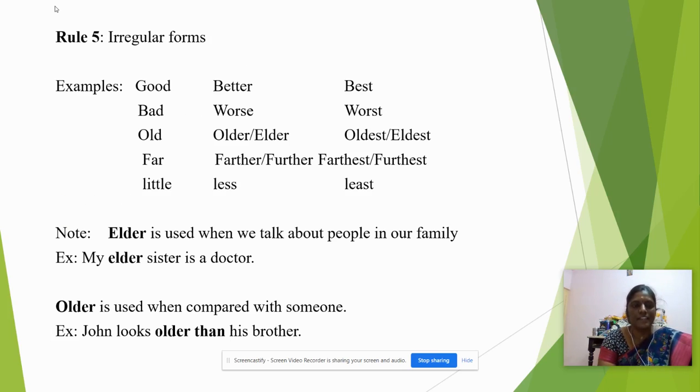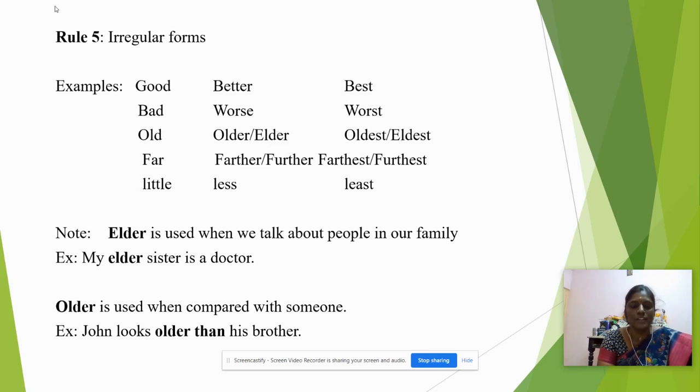See the example. There is no relationship between positive, comparative, and superlative. Everything is totally different. See the words: good is used in positive, then better, best. Good, better, best. Bad, worse, worst.